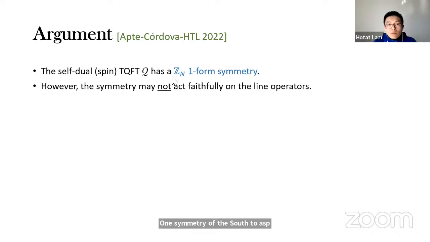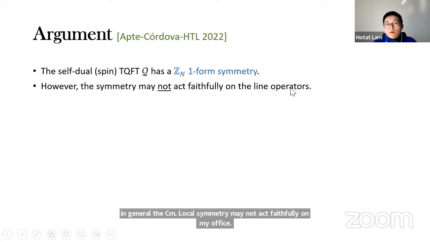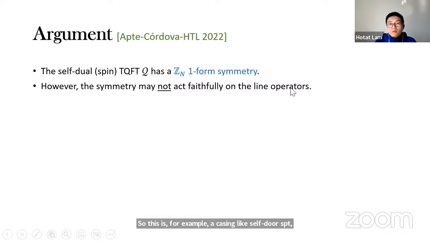So in general, the theory has a ZN1 symmetry, but this ZN1 symmetry may not act faithfully on line operators. This is, for example, the case in self-dual SPT, because in an SPT all the symmetry acts trivially on the states. It's also the example that we discussed before in the ZK gauge theory.